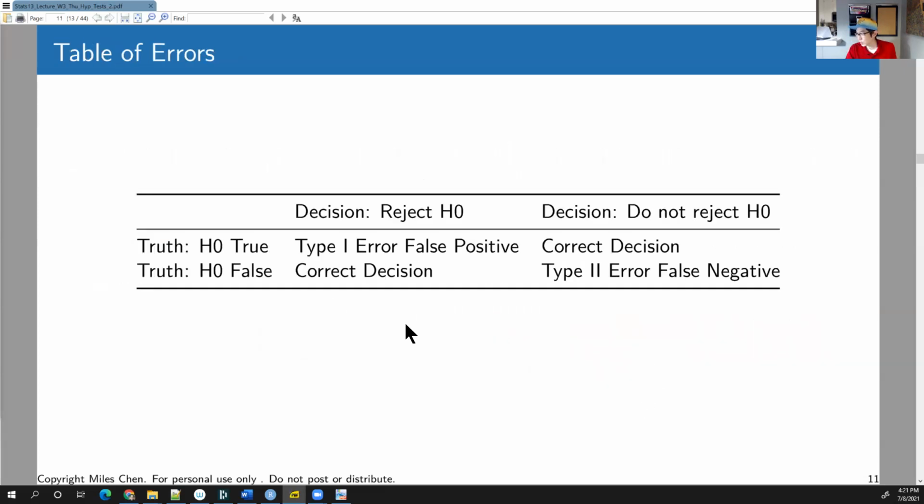So you have this table. This table also appears in your textbook. The truth being, if the null hypothesis is true and you decide to reject the null hypothesis, that's our decision, that's a type 1 error or a false positive. If the null hypothesis is true and your decision is not to reject it, that's the correct decision. And then over here, if the null hypothesis is false in reality and your decision is to reject it, that's the correct decision. That's what we want to do. If the truth is that the null hypothesis is false and we decide not to reject it, that's the type 2 error. That's the false negative.